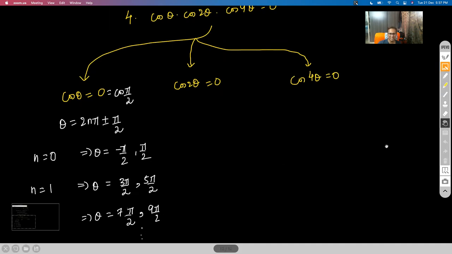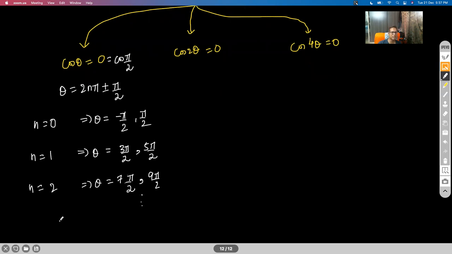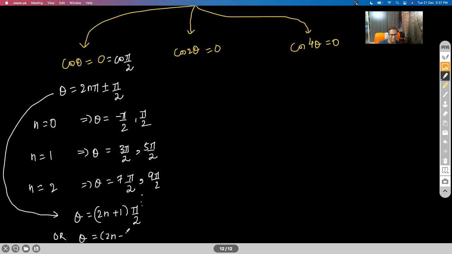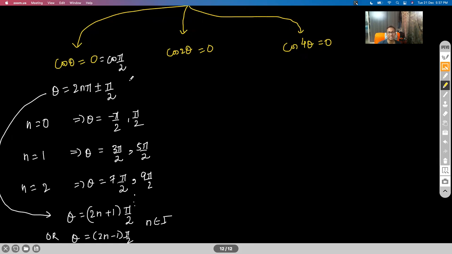And so on. By the way, if you see, it is catering to all odd multiples of pi by 2. So this solution can be bettered by writing it like this: (2n plus 1) pi by 2, or you can write (2n minus 1) pi by 2 also. Both are fine. Generally speaking, you will not see this written in your answer many a times. Instead of that, they will write either this or this. So when cos theta is zero, you can just say it's an odd multiple of pi by 2. That's it. I'm not saying that this is wrong to write, or this is the only way to write it. Both are acceptable, both are fine. But why write it like this when you can write it just (2n plus 1) pi by 2, an odd multiple of pi by 2? Simple as that.